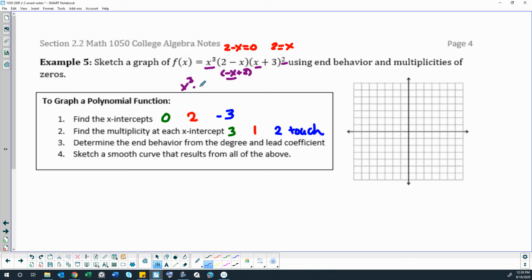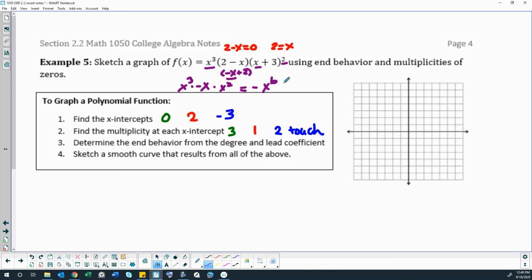So we'll have x cubed times a negative x times x squared. So we have x cubed times x is x to the 4th, times x squared is x to the 6th. But because of this part right here, it's a negative leading term. So negative x to the 6th.